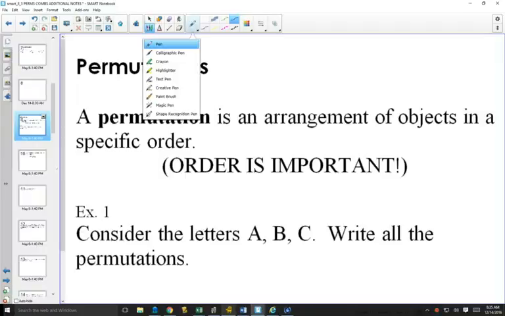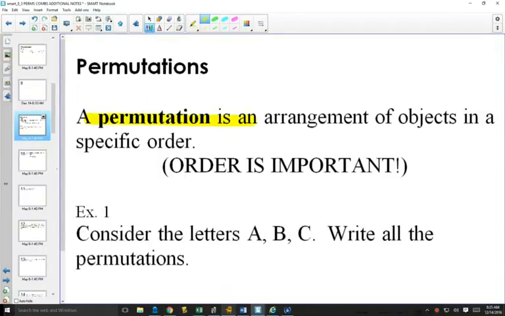Now, we have already learned what a permutation is, but just to review, a permutation is when you have a certain number of objects and you want to arrange them in a specific order. And this is going to come up more important later in the unit when we learn combinations, because in a permutation the order is important, in a combination the order is not important.